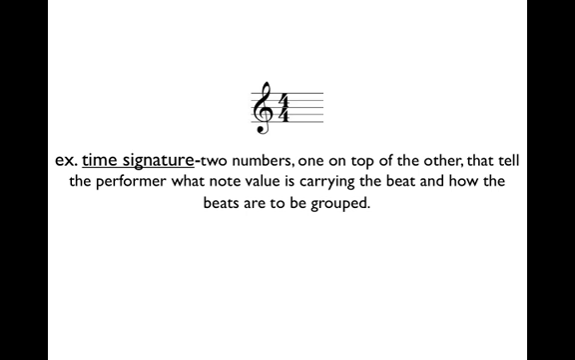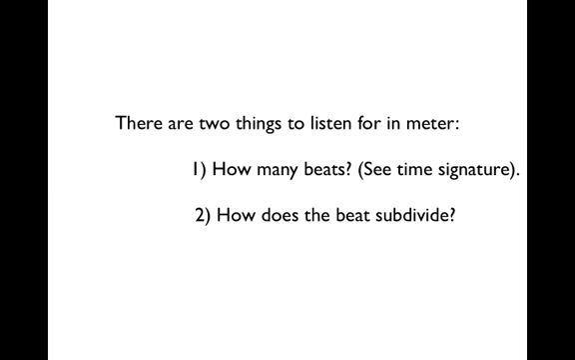So a lot of times when you look at the time signature, the top number will tell you what kind of meter it is. So what we see here is actually an example of quadruple meter. The second thing to listen for in meter has to do with how the beat subdivides. Well, what does that mean? Subdivision is when you're hearing stuff in the music that's moving faster than the beat itself.